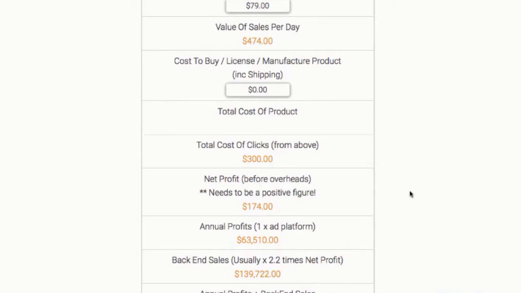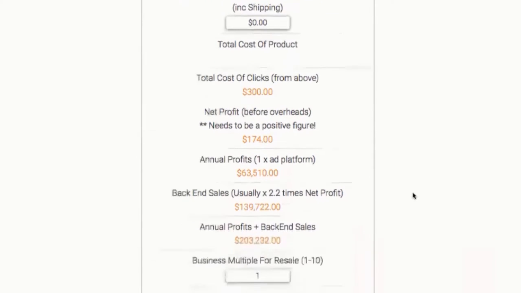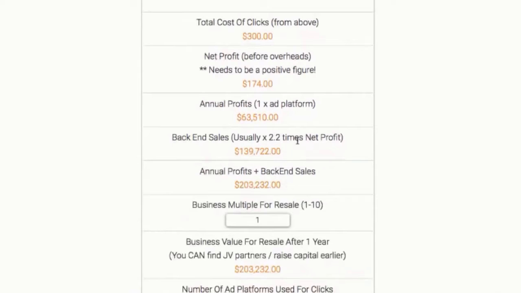The annual profits on one ad platform are going to be $63,510. The back end sales are usually 2.2 times net profit. I know lots of internet marketers, and that's generally what they say you can do. If you get a customer, you can usually make 2.2 times the net profit of a new customer. So that's 139,000 in back end sales.